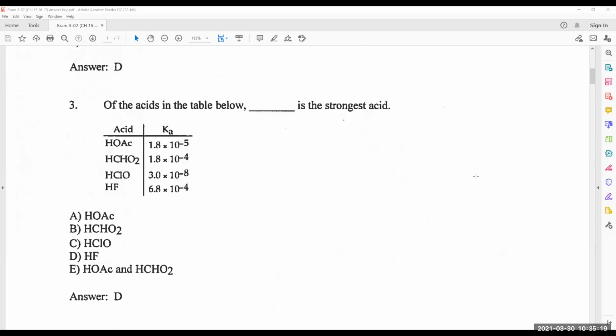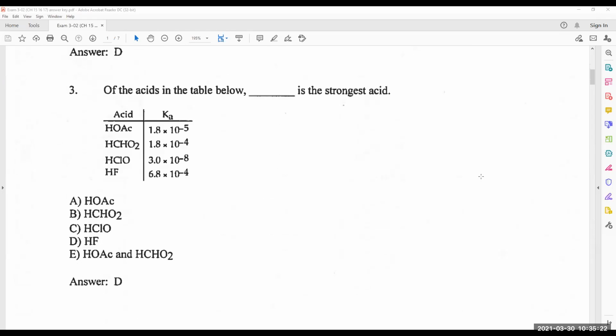Number 3, you were given several acids and their Ka's, and you needed to identify the one that is the strongest acid. So the answer was HF, 6.8 × 10⁻⁴ was its Ka. The way to think of this is acid dissociation constant, you have products over reactants, so the hydrogen ion concentration is in the numerator. So the bigger that number, the bigger the Ka. By looking at these Kas, you look for which number is the biggest, and that's the one associated with HF.